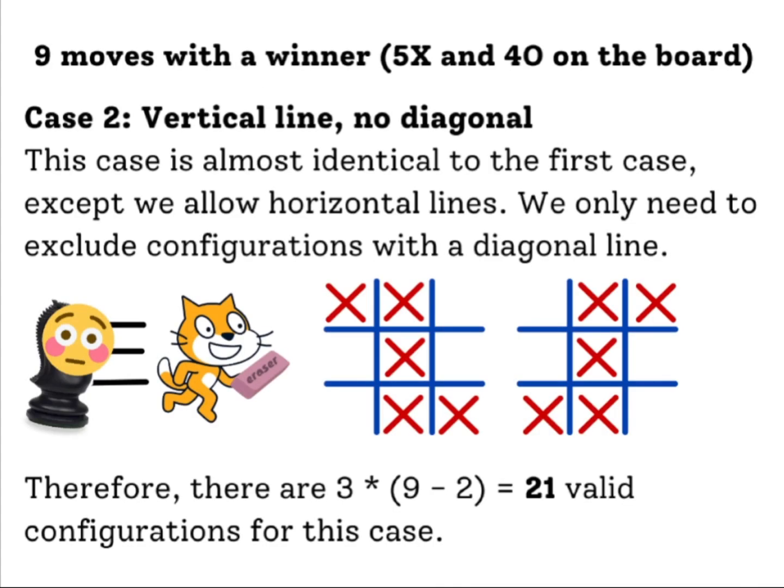Case 2, vertical line, no diagonal. This case is almost identical to the first case, except we allow horizontal lines. We only need to exclude configurations with a diagonal line. Therefore, there are 3 times (9 minus 2) equals 21 valid configurations for this case.